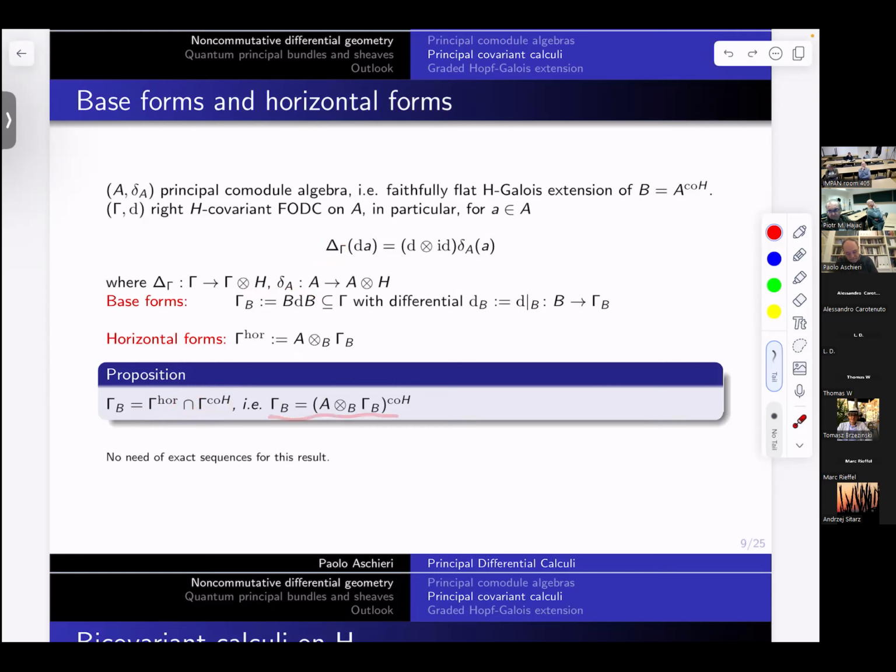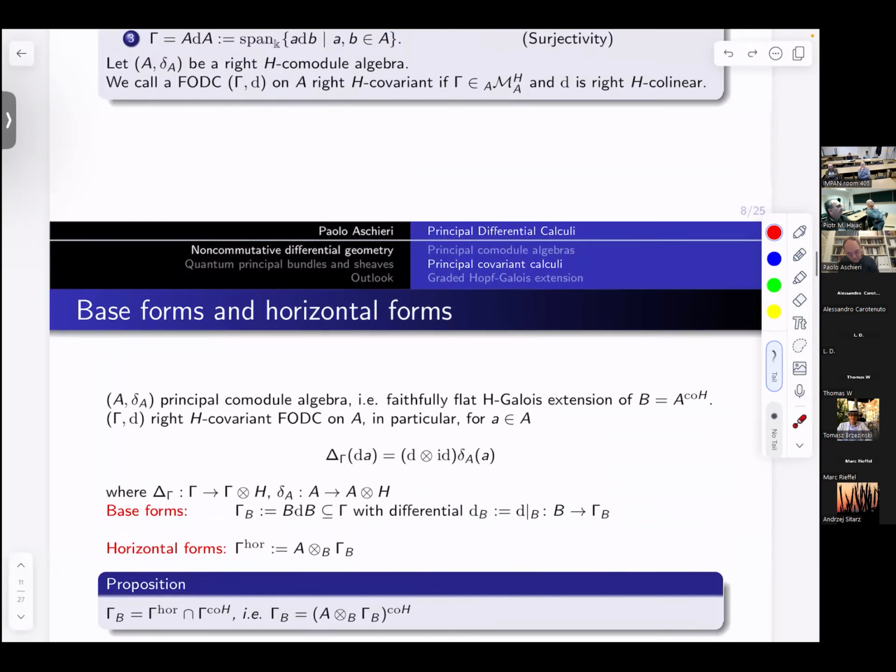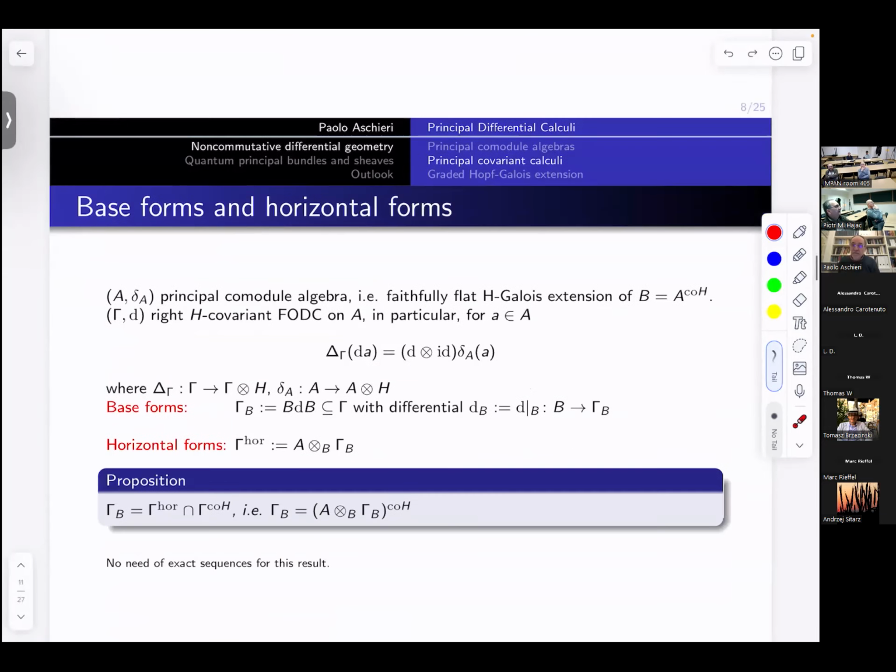Or otherwise stated, here are the horizontal forms, and we do the coinvariant forms. This is a result that in the literature is definitely present, but I decided to put it here and to discuss it with you because there's no necessity of any exact sequence in this context of differential calculi. So what are the assumptions for your proposition? The only assumption is that you have a principal comodule algebra.